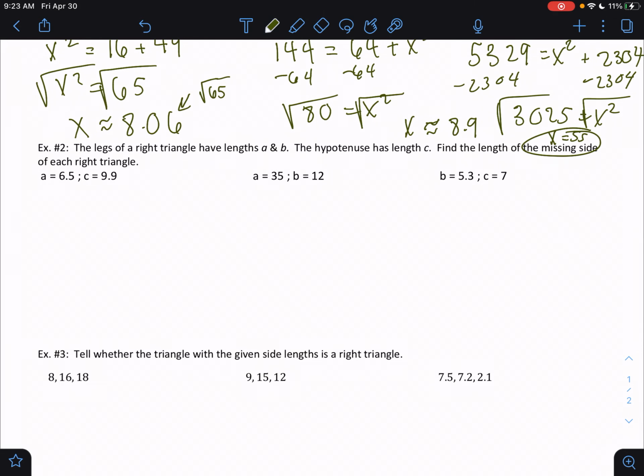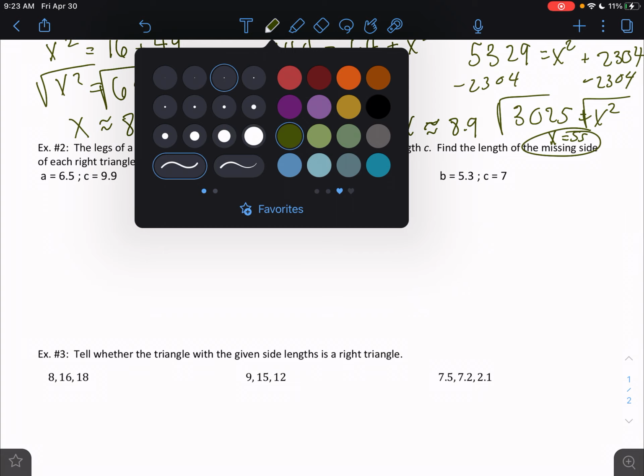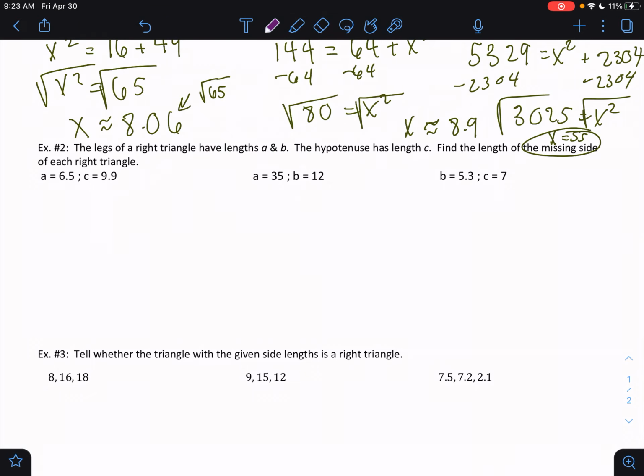Okay, now we want to find out what is the length of the missing side when we don't have necessarily a picture. So for these examples here, they tell us the legs of a right triangle, A and B, and the hypotenuse is C. And here they give us A and C, so they give us a leg and hypotenuse. And we want to know what is the missing side. So basically it's the same thing we did above, just without a picture.